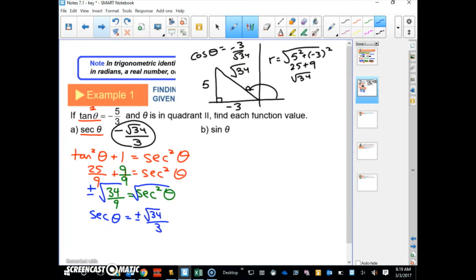Okay, but at this last step, you would say, oh, wait a minute, we're in the second quadrant, quadrant 2, and what do we know about secant? Remember, secant goes with cosine. What do we know about cosine and secant in the second quadrant? It's negative, okay? So we would know that secant theta is negative square root of 34 over 3. So that's kind of a lot of work for something that we already knew how to do by drawing a picture. But that's what this chapter is about. We're solving the same problem, but we're doing it algebraically instead of geometrically.